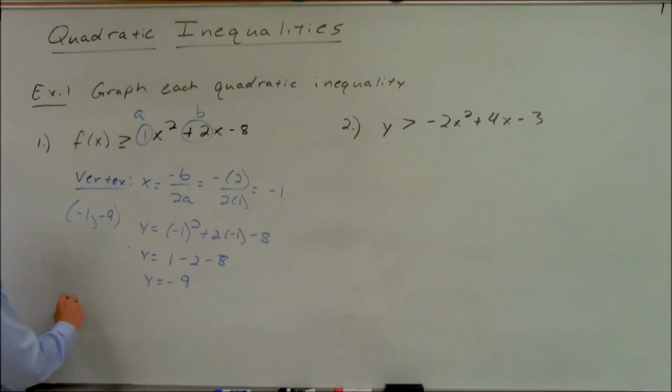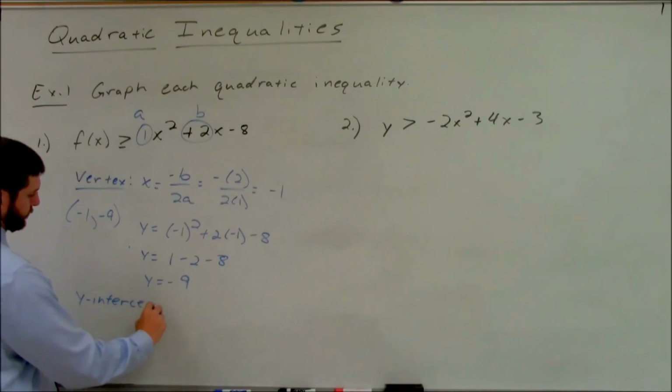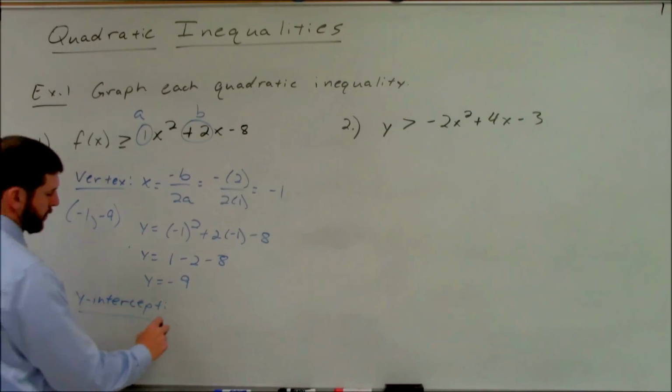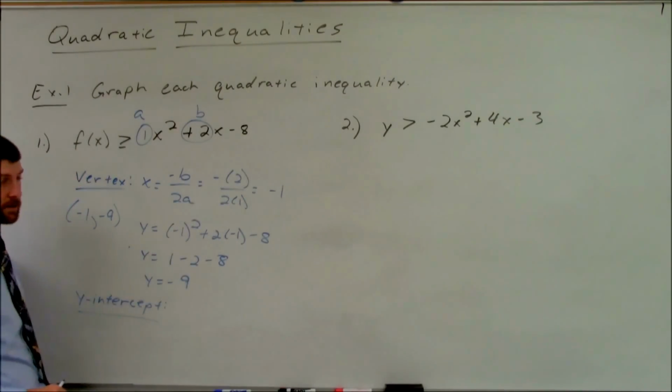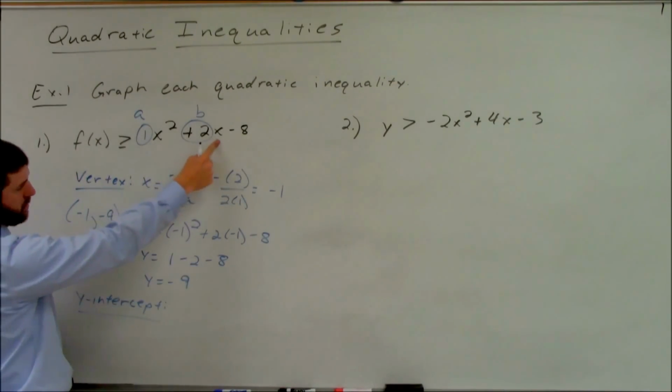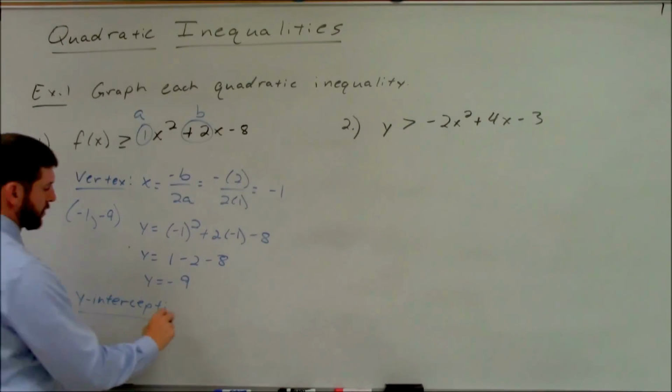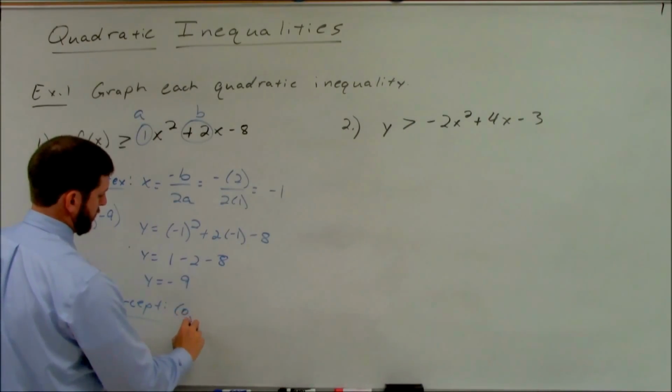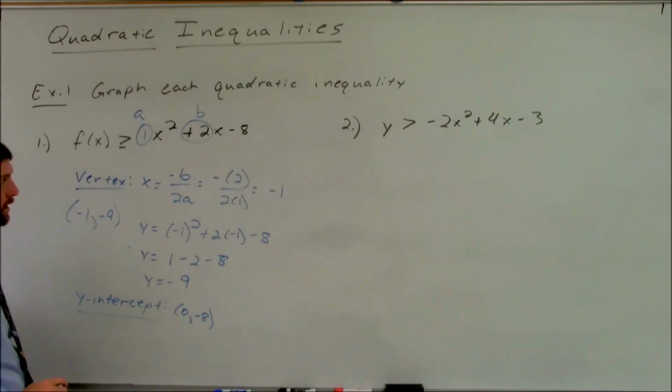Let's find the y-intercept. We remember that the y-intercept is just the constant. Remember, 0 for x at your y-intercept. So the y-intercept is going to be 0x, and negative 8 is left over. Remember, just plug 0 in for your x's.